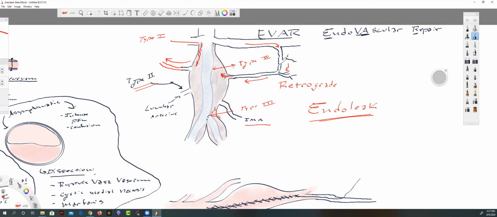Oh, I was on the wrong layer. Please tell me. Nope, I messed up. That's okay.